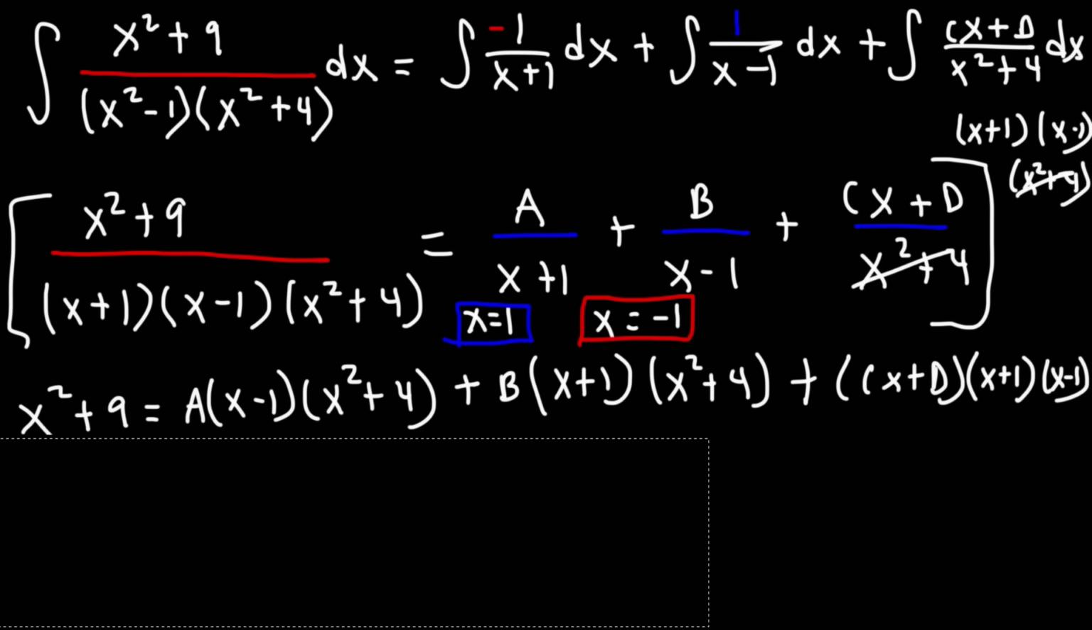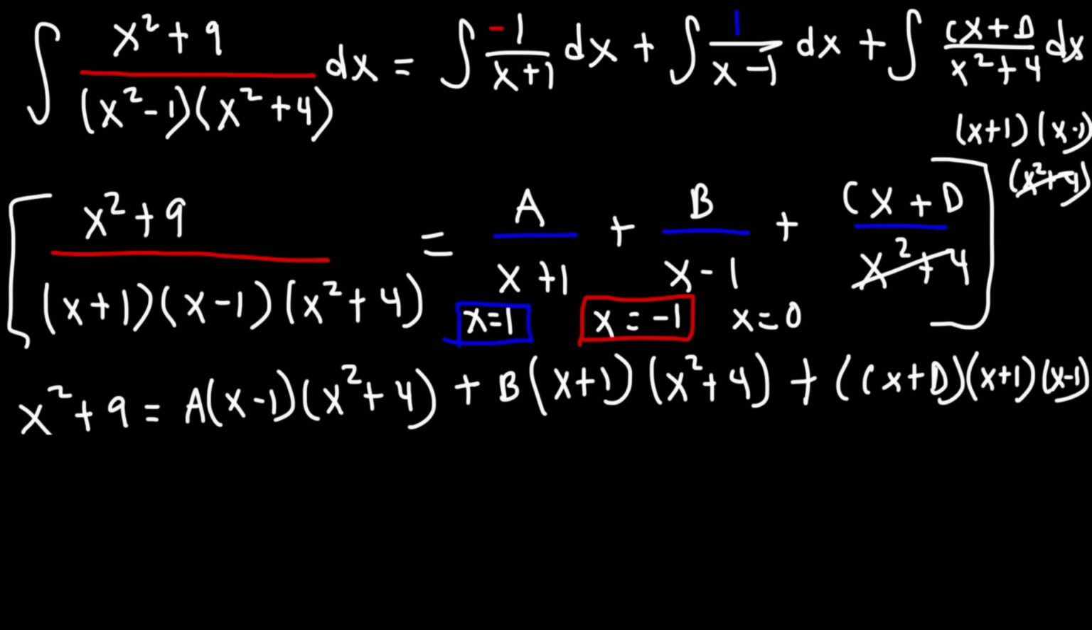Now, what's the next x value that you think we should plug in? I would recommend plugging in x equals 0. We have the values for a and b. We have to focus on c and d. If we plug in 0, c disappears, which means we'll only have d left over, which means we could solve for d.